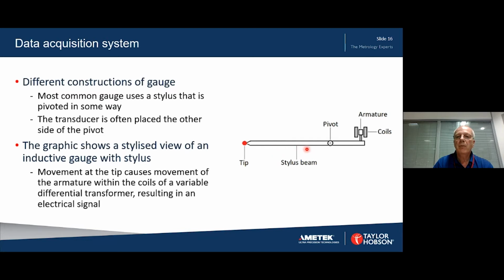So the stylus beam here between the tip and the pivot, and then there's a beam here between the pivot and the armature. If we alter the length of the stylus beam, it alters the ratio of this lever, and that alters the range and the resolution of the instrument.